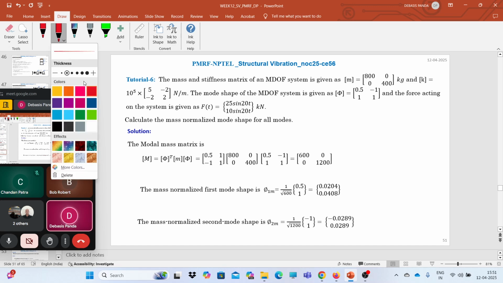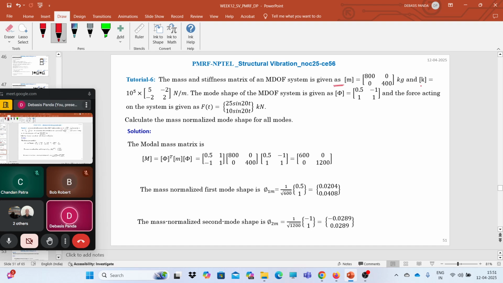What this problem says: the mass and stiffness of a MDOF system is given. M is given, K is given. The mode shape is also given. Mode shape matrix, that means the modal matrix. The force is also given. Already we have seen the force vibration case, so I'm not going into those details, but let's stick to the problem session. So calculate the mass normalized mode shapes. How can we do it?